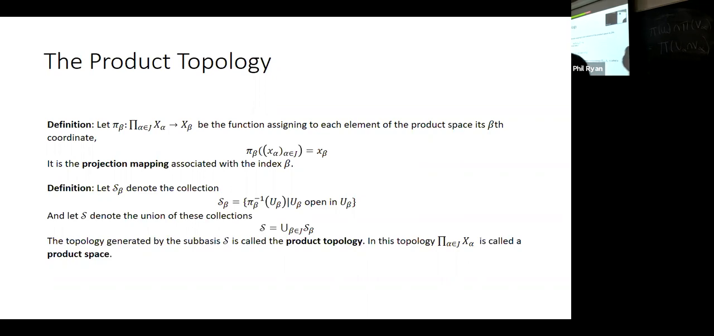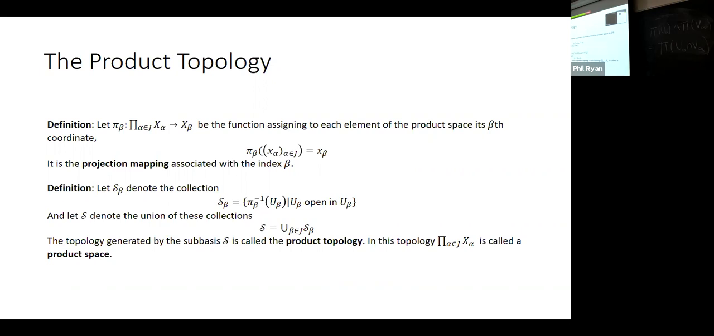So let S sub beta be the collection of inverse images under the projection map of the open sets in X beta, of course. Right, so what does that look like? It's going to look like an infinite product where most of them are going to be X alphas, except at beta, where you're going to have U beta as the space.